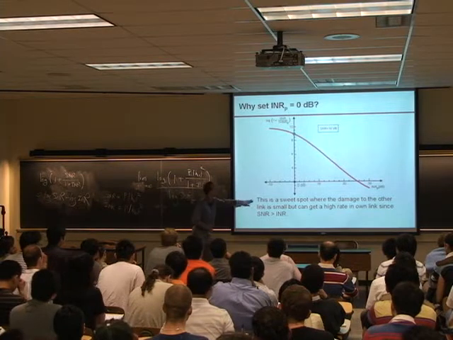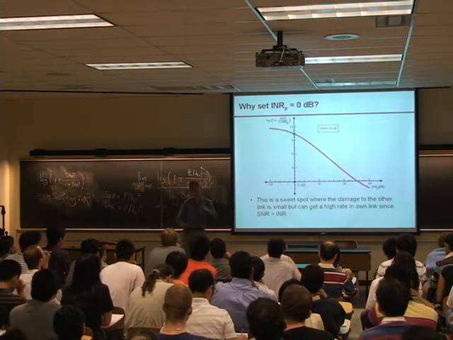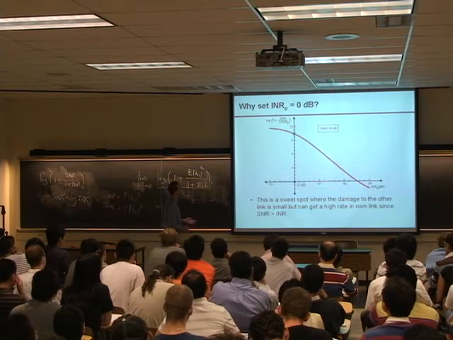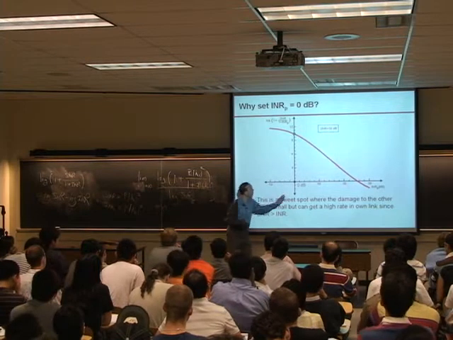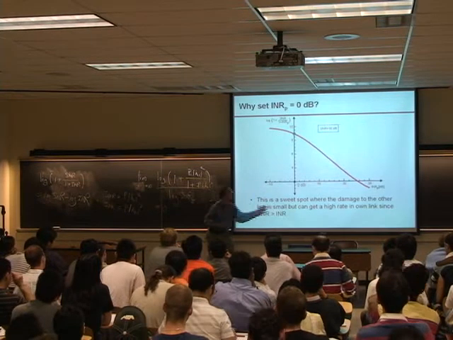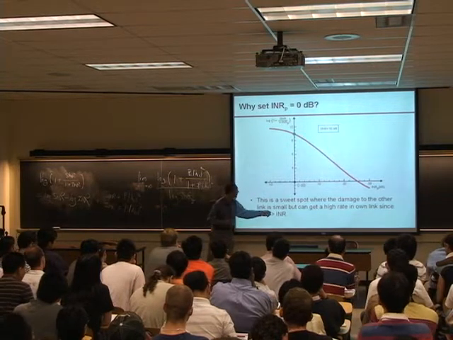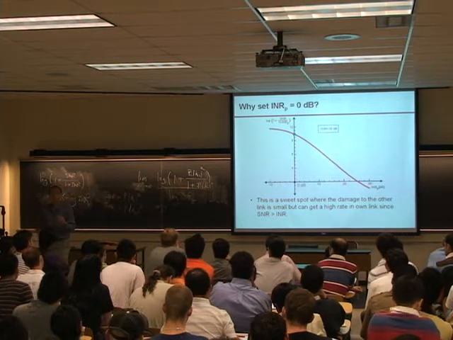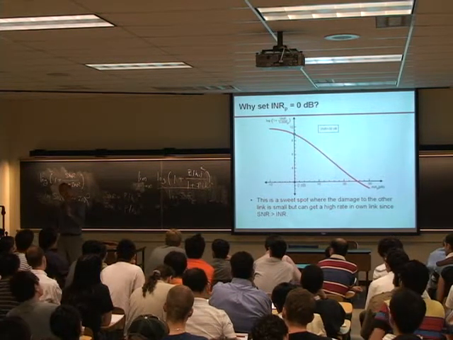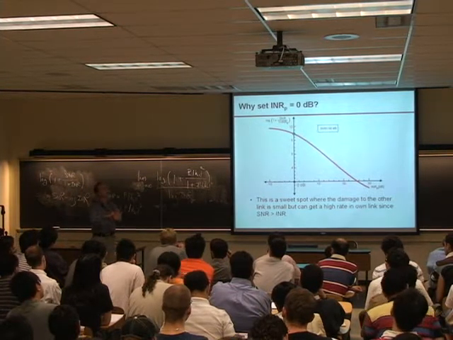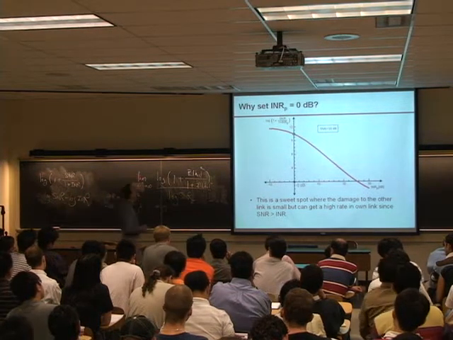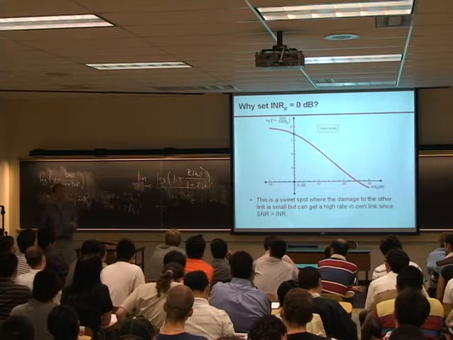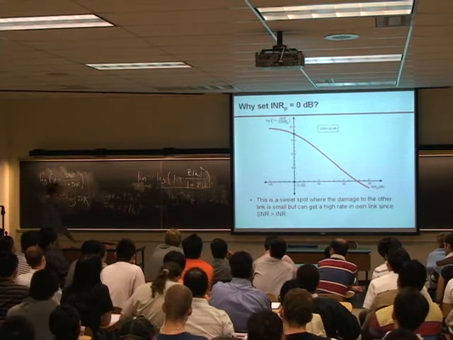What you're doing is trying to find a sweet spot where the damage created by the private message to the other link is limited, still small, but you can still get a high rate in your own link since SNR is greater than INR. In other words, you're saying, hey, I don't want to create that much interference to you, but at the same time, I want to push as many bits through as possible in my own link. So this seems like a reasonable solution. In fact, when we did the computation, that turns out to be the optimal power allocation to get the degree of freedom result.